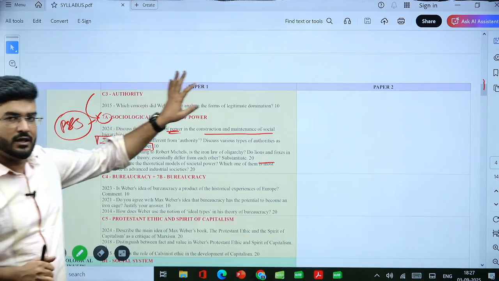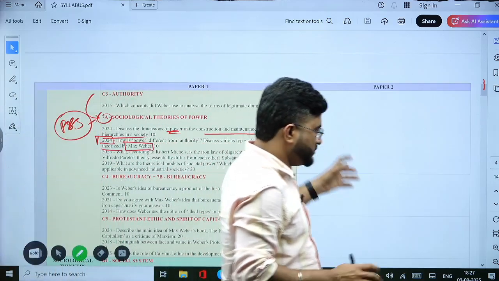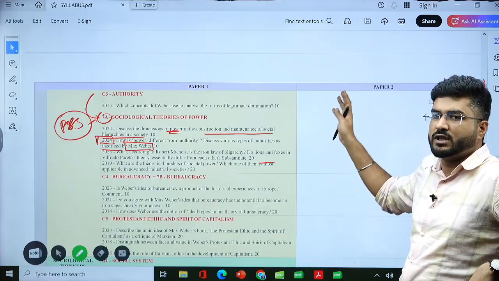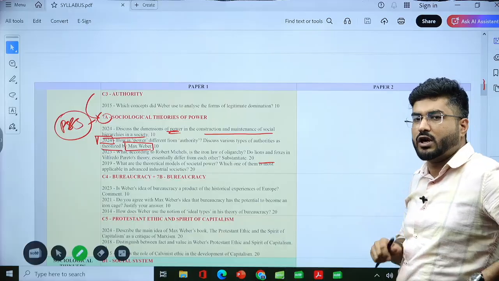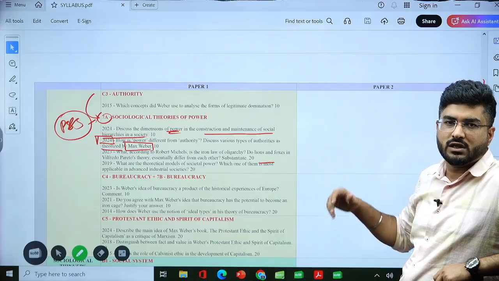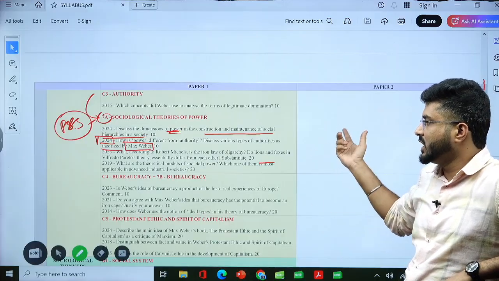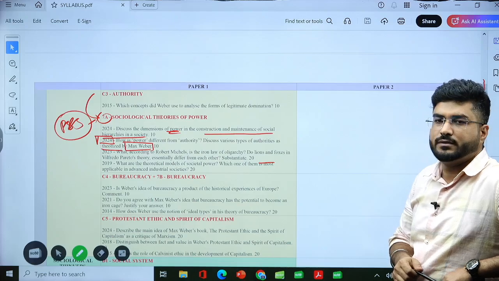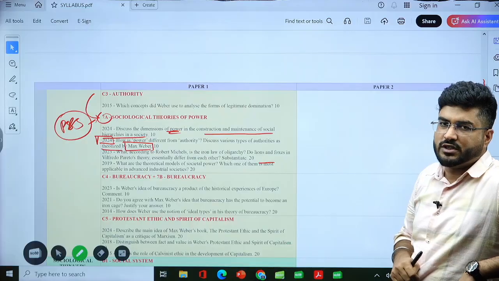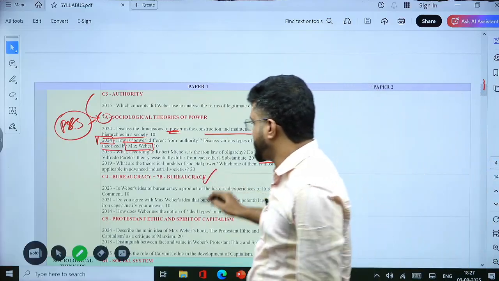The basic dimensions you will be generating, there also you can utilize the views of different thinkers in that authority section itself. Automatically you are doing a critical analysis, you are finding the significance, which is more relevant, which is less relevant. Done. Bureaucracy is already part of your chapter 7, section B, bureaucracy, politics and society.